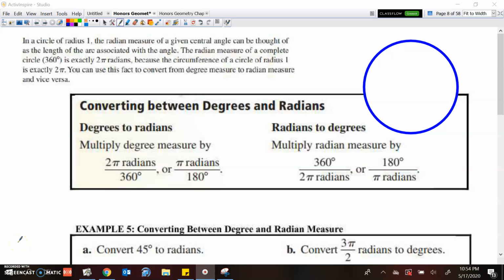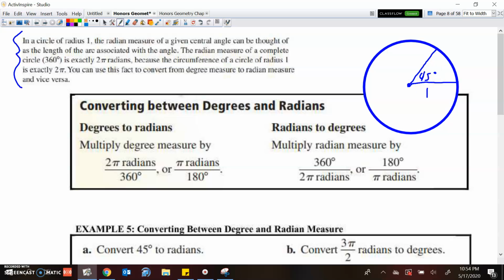Right, so continuing with lesson 11.1. Now what this is right here is from the previous page, but we're going to read it together. So in a circle of radius 1, let me add in a radius here and mark it as 1. The radian measure of a given central angle can be thought of as the length of the arc associated with the angle. So let's just put in a random angle, 45 degrees.